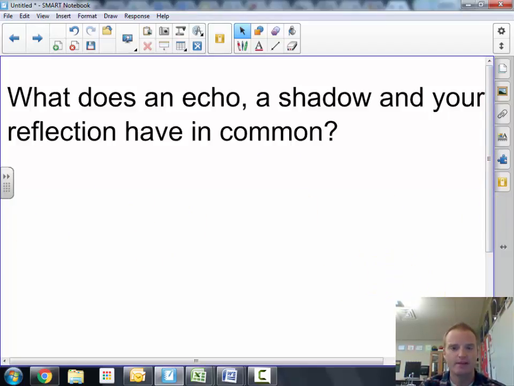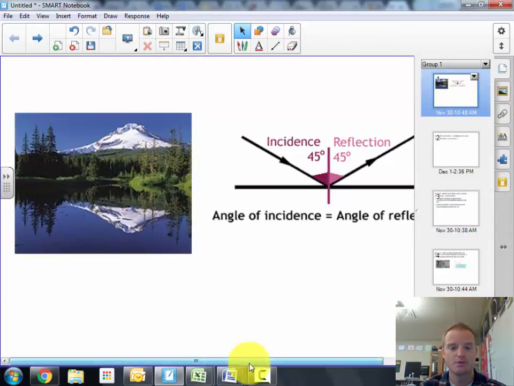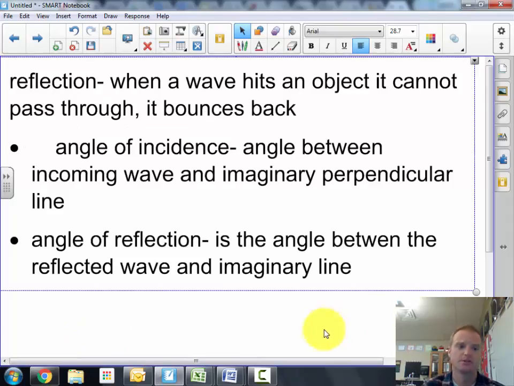We're talking about how waves interact with each other. What happens when waves hit something or bounce off of something? I think of a reflection. Here we have a beautiful mountain reflecting off the pond, and that light wave is actually bouncing off. Reflection is when a wave hits an object, it cannot pass through, and it bounces back. Think about a mirror, your reflection is bouncing back.